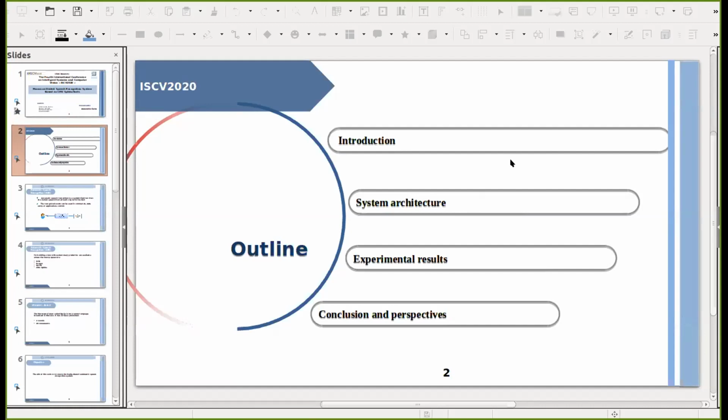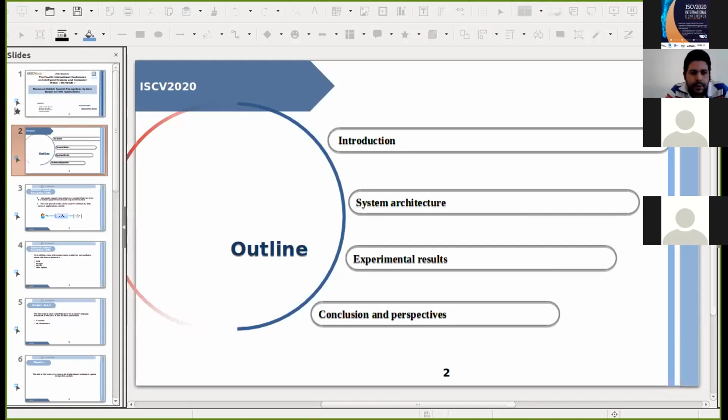So in this presentation, we will talk about automatic speech recognition in the introduction. And in the second part, we propose our system. Next section, it will be the discussion of experimental results. In the end, it will be the conclusion and perspectives.